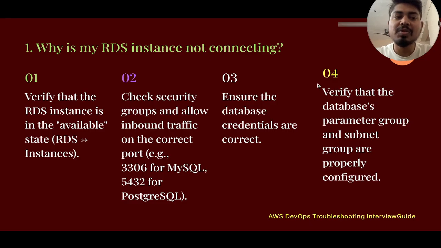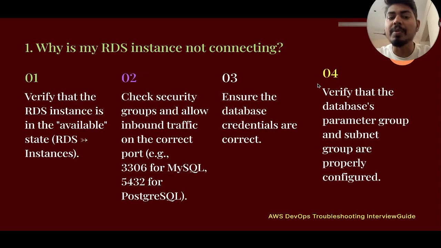The troubleshooting steps will be: verify that the RDS instance is in the available state. Go to the RDS instance and check its status. Is it available or not? Second, check the security groups and verify that the inbound traffic is allowed correctly. The default port of MySQL is 3306 and the PostgreSQL port number is 5432. If it is open, then try to connect.